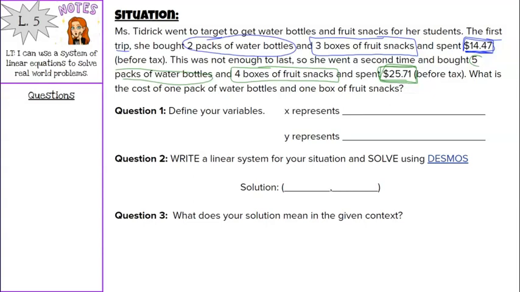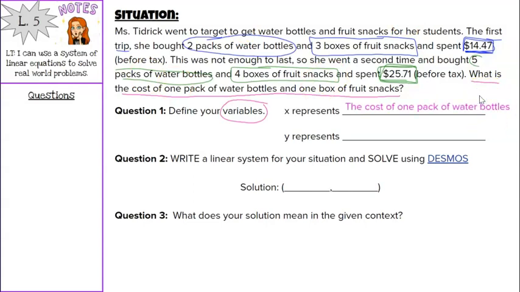So question 1 asks us to define our variables. Now remember, variables is what do you not know? So that last question that we were asked, what is the cost of 1 pack of water bottles and 1 box of fruit snacks, tells us exactly what we don't know. We don't know the cost of the individual items. So that's what our variables are going to represent.